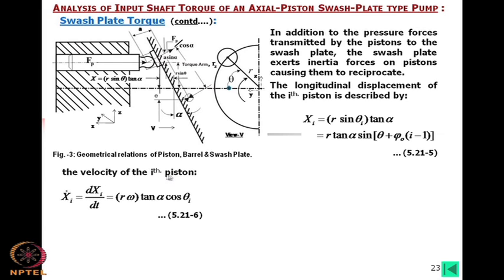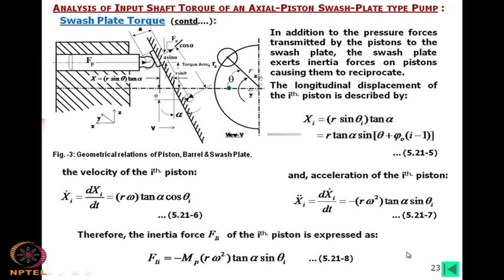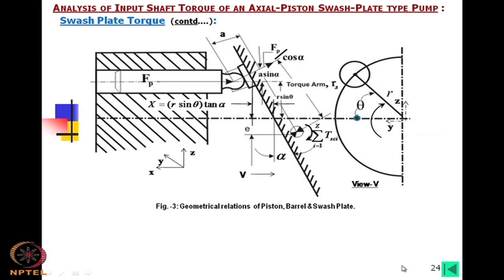Now the velocity of the ith piston, if we differentiate with respect to time, it gives this value, and as well the acceleration we can calculate by further differentiating with respect to time, right. Therefore, the inertia force of the ith piston is expressed by this equation. This is the acceleration term and this is the mass of the piston, okay.